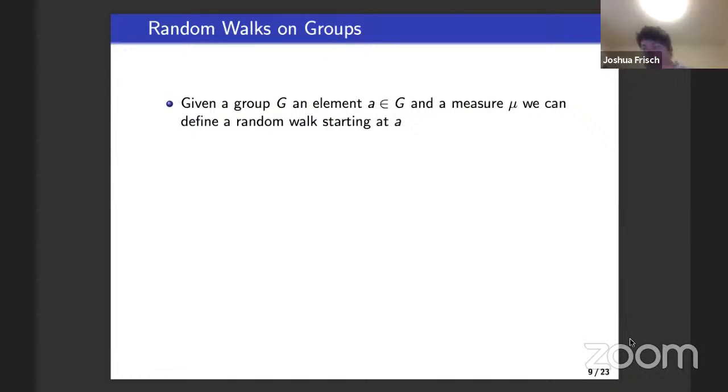All right. Now I'm going to switch gears a tiny bit, and I'm going to talk about random walks on groups. Given a group G, an element A in G, and a measure mu, we can define a random walk starting at A. And you can ignore A for a second. Imagine just setting A to the identity when you're thinking about this. This is a little bit of a generalization, which is useful, but really the idea is the same, where the A isn't going to do much here.